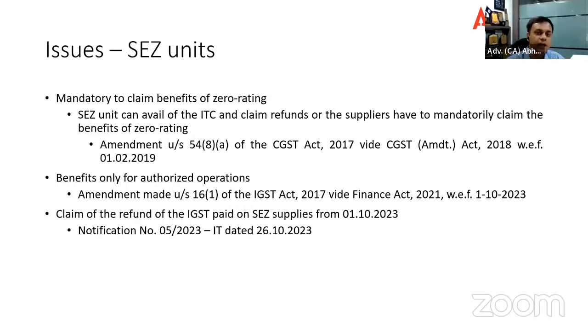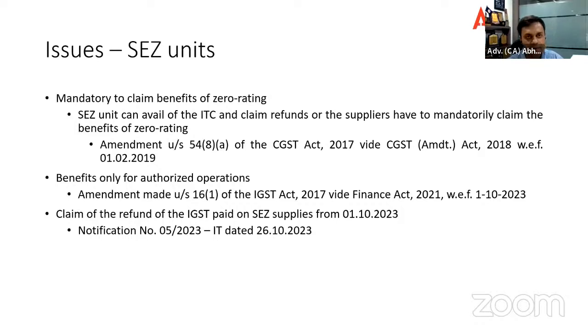in section 54(8). This is a provision which deals with unjust enrichment, where now, as we speak, the provision says that this is applicable only for exports. So in a way, it says that in an SEZ transaction, if the SEZ unit or a developer is going to avail of the ITC, the input tax credit of the tax which was charged by the domestic supplier, then in that situation, there is no need to compulsorily claim the benefit of zero rating.